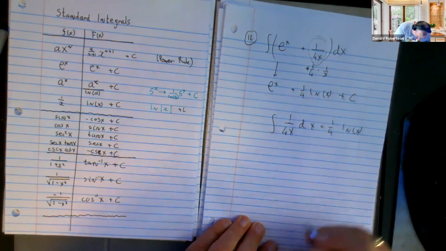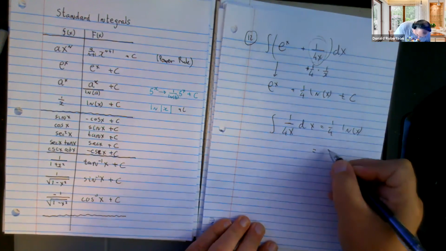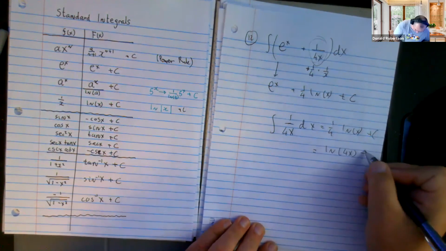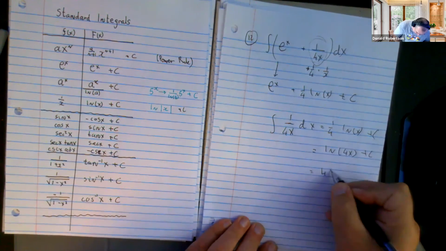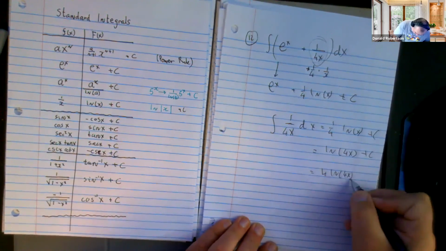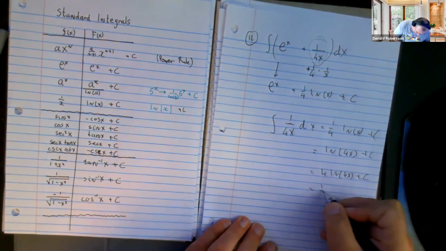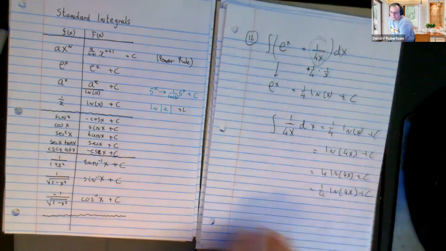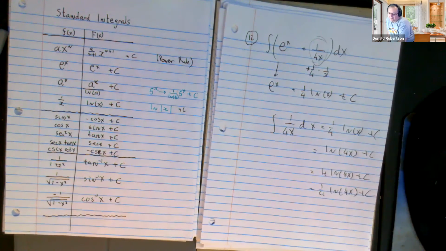Now versions of the wrong answer. Natural log of 4x. 4 times the natural log of 4x. 1/4 times the natural log of 4x. Can you see why that 4 just gets in the way, and then you try and figure a way of fixing it, none of which actually work?